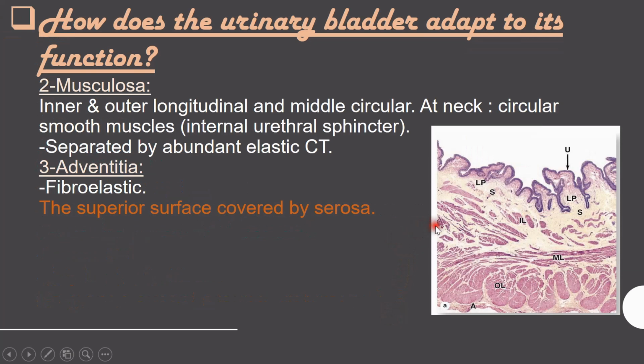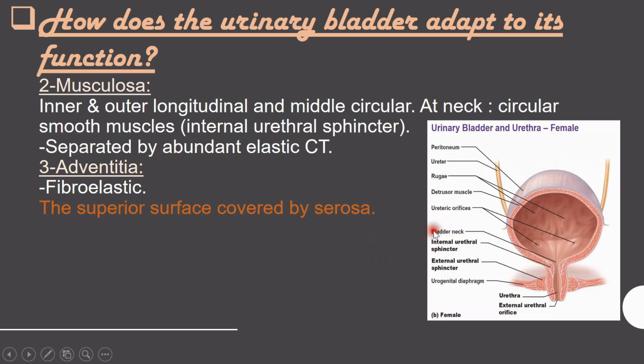Underneath the mucosa is the musculosa, which consists of smooth muscles. The smooth muscle of the bladder consists of three layers: inner longitudinal, middle circular, and outer longitudinal. Distal to the bladder neck, the inner longitudinal layer becomes circular to form the internal urethral sphincter, which is involuntary sphincter. In most places, the smooth muscle runs irregularly except at the bladder trigone. This is the bladder trigone, making the three layers hard to discern.